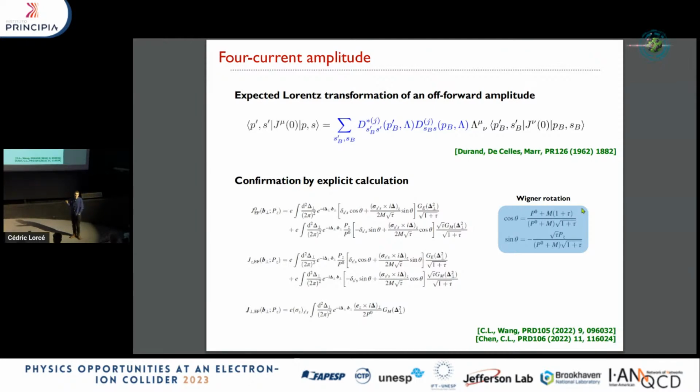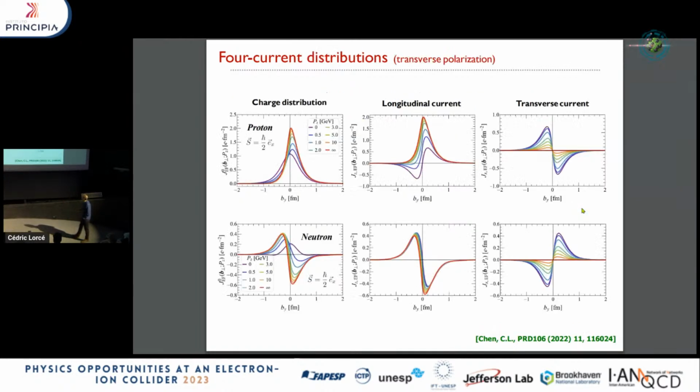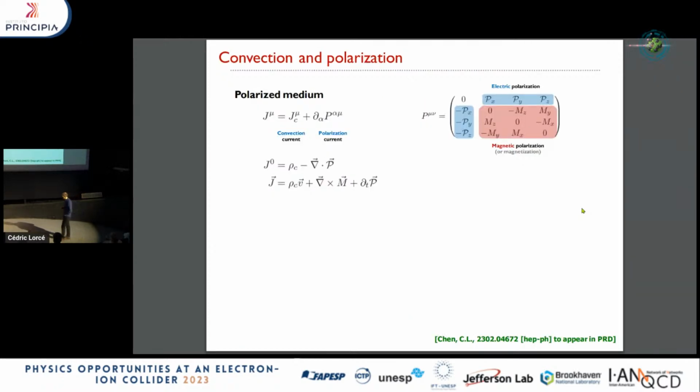And it is the same, of course, for spin 1/2, spin 1, any spin. It doesn't depend on the value of the spin. So we can get the charge distribution for transversely polarized targets, the longitudinal current, transverse current. I won't spend much time here. I will go to the last part of the talk.